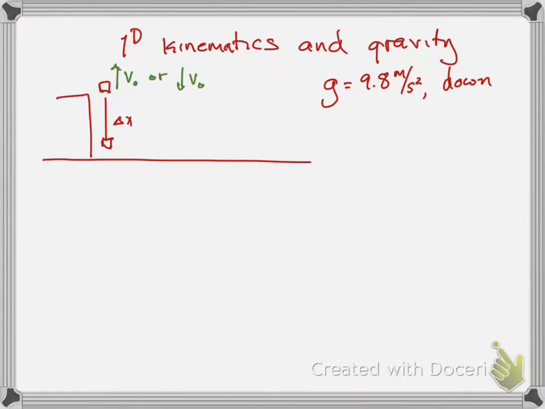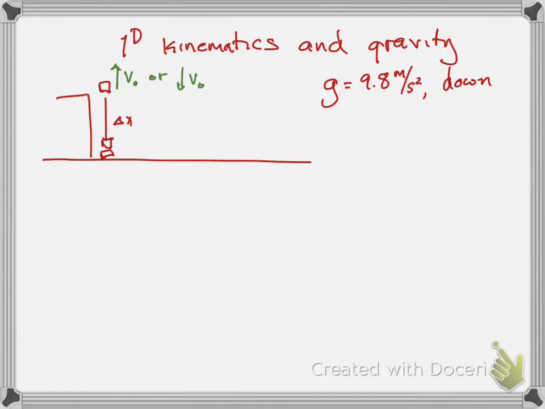The clicker question asked, if I throw something up at a speed V0 or I throw something down at a speed V0, how does its speed at the ground compare? So when the object gets to the ground. Okay, so I drew the objects in there. And the answer is that it is the same, and let's see why.